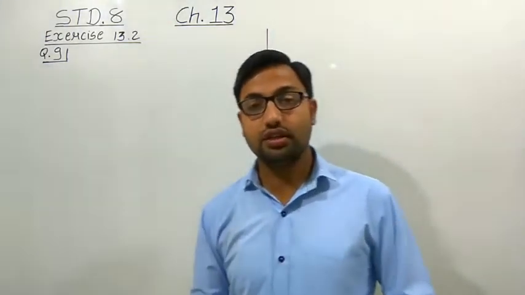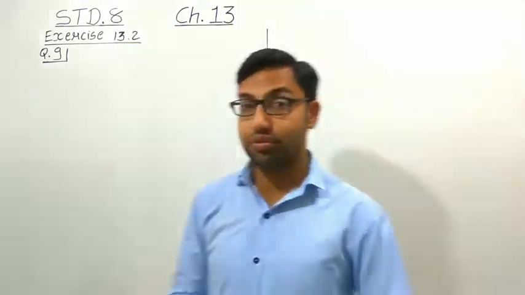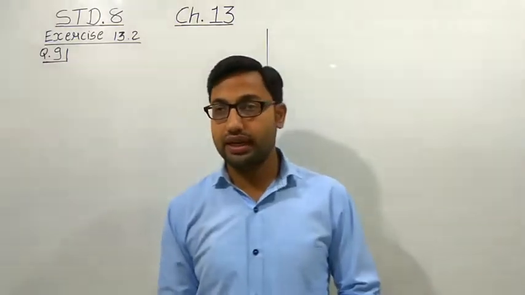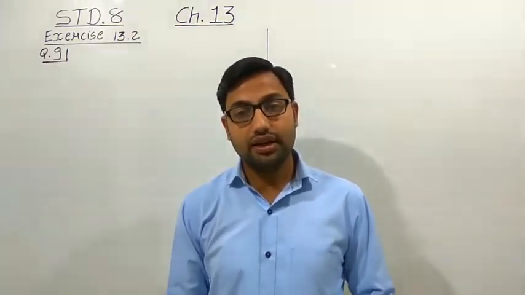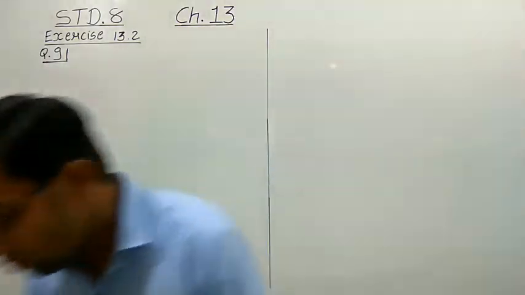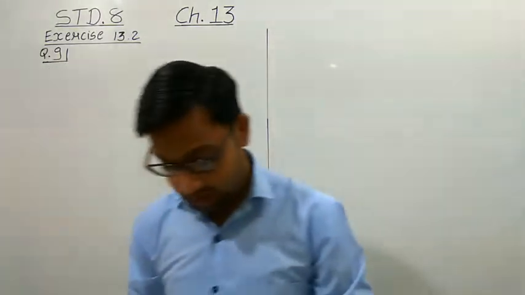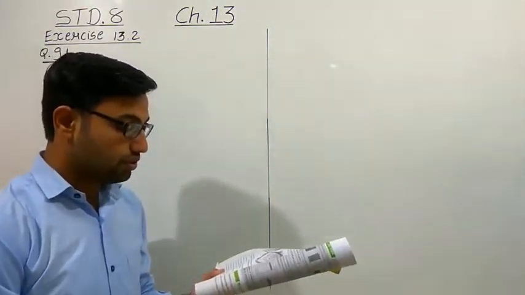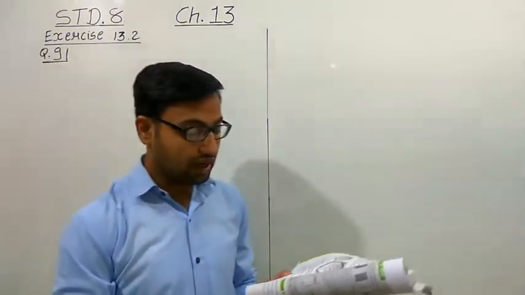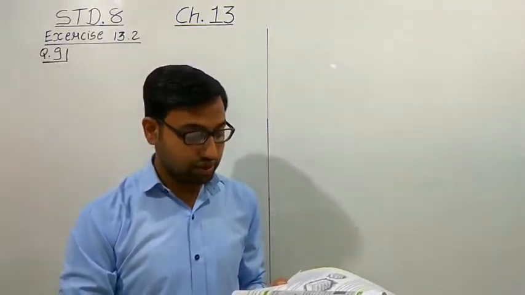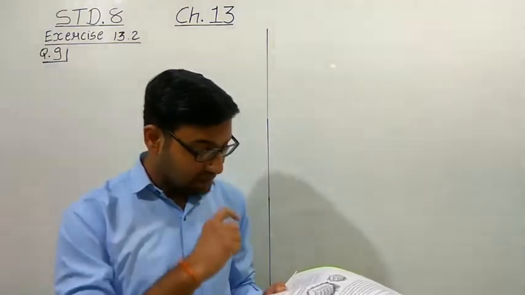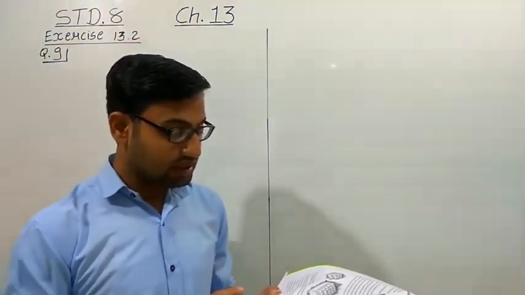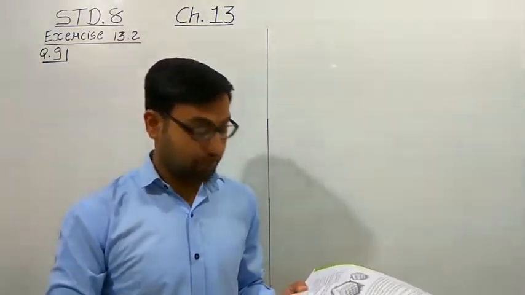Hello students, let us continue this exercise 13.2. This is the topic of standard 8, chapter number 13, direct and inverse proportions. So, question number 9. Question number 9: a car takes 2 hours to reach a destination by traveling at the speed of 60 km per hour. How long will it take when the car travels at the speed of 80 km per hour?